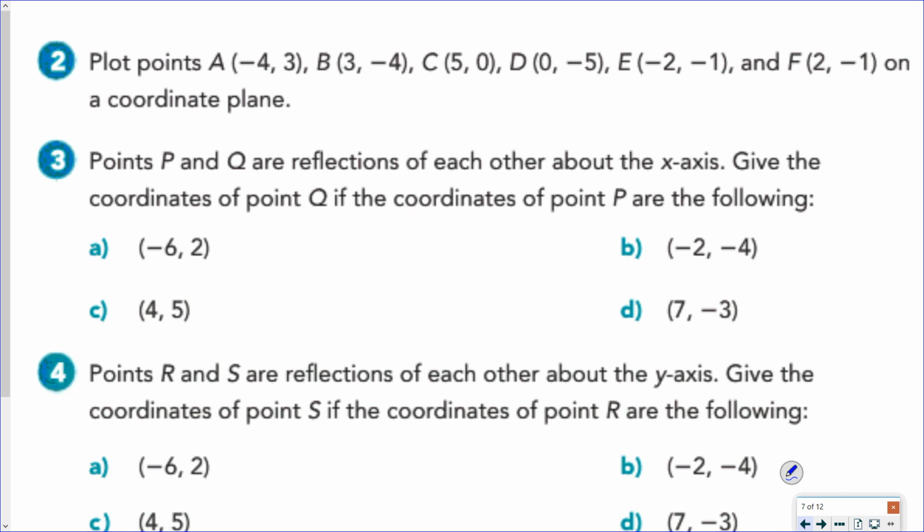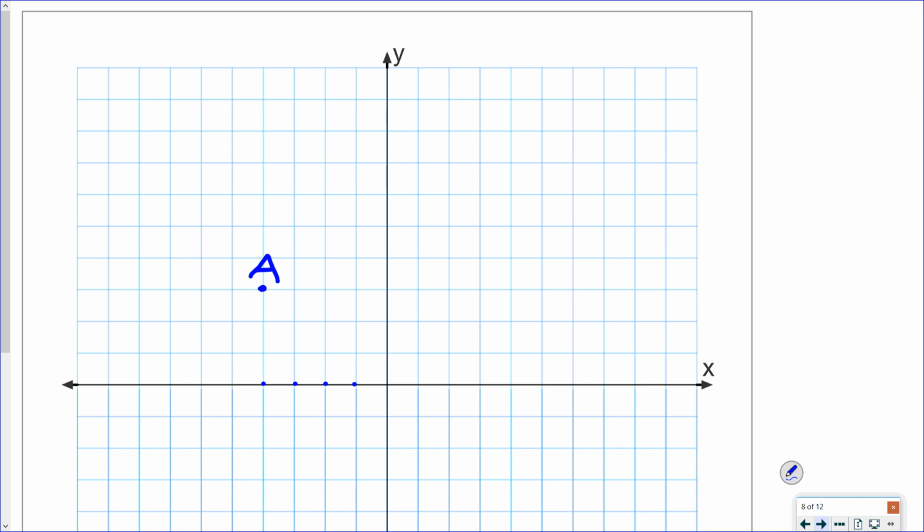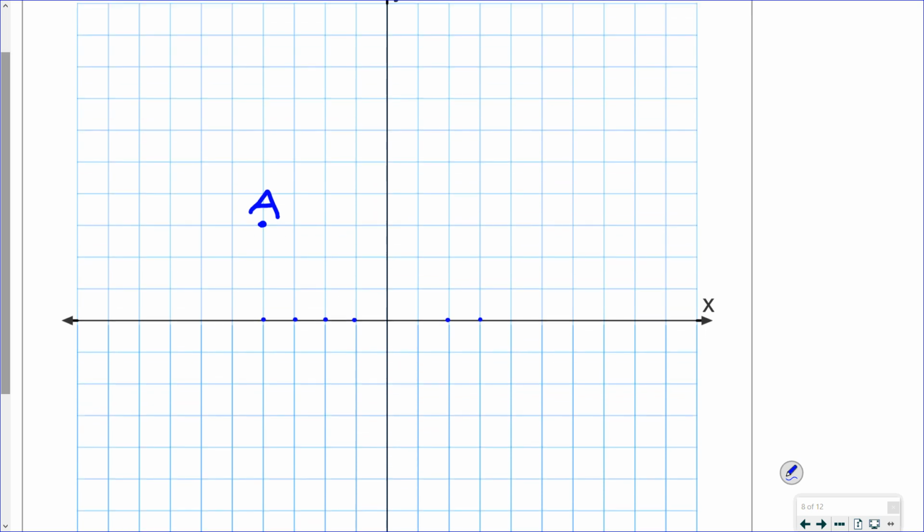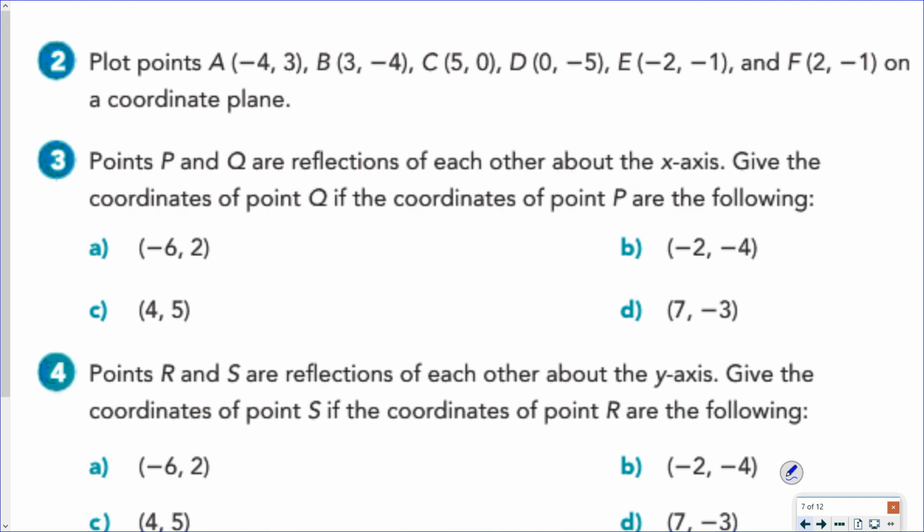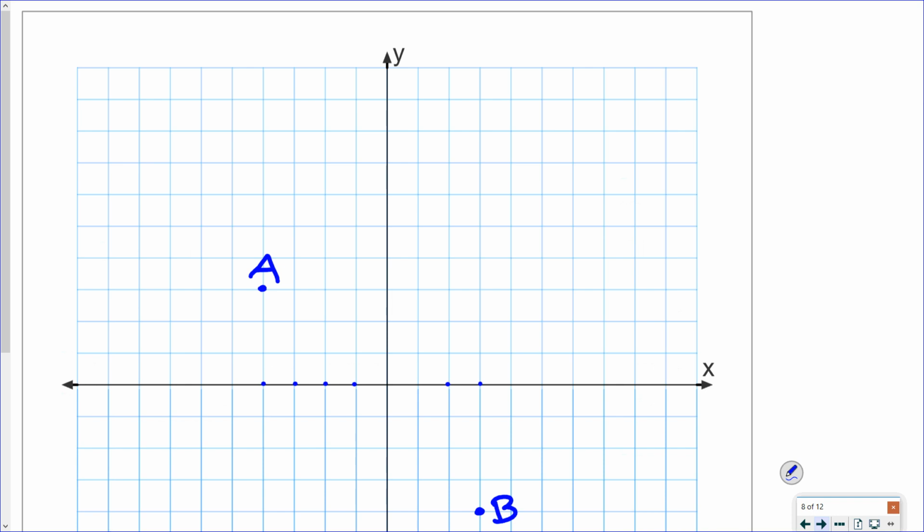Point B is at 3, -4. So for B, I start at my origin. I go to the right, 1, 2, 3. Then I go down 4. Let's scroll down a little bit, just make sure that I have some room there. 1, 2, 3, 4. There is point B. Point C is at 5, 0. So for C, I just come out to the right 5. 1, 2, 3, 4, 5. And there's C.